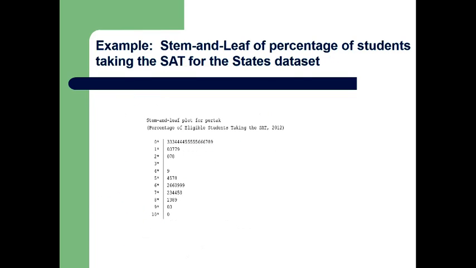To wrap up the frequency distribution, we will briefly show the stem and leaf. This is another way to represent the count of the data. This stem and leaf shows the percentage of students taking the SAT in the states data set. The stem part is on the left of the graph, and the leaf part is on the right. To read it, consider how the leaf falls along the x-axis. So here, there are 90% and 93% in the data.